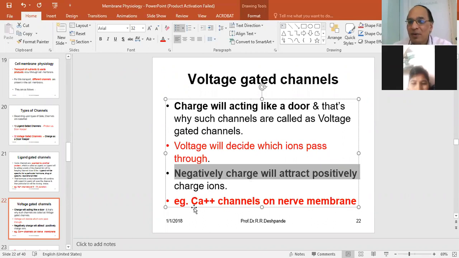Negatively charged will attract positively charged ions. So one example is calcium channels on the nerve membrane. Calcium channels, positive ions are there.